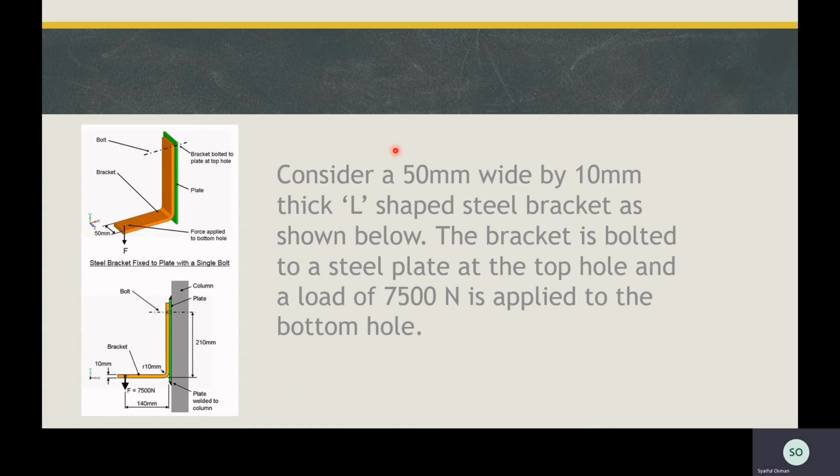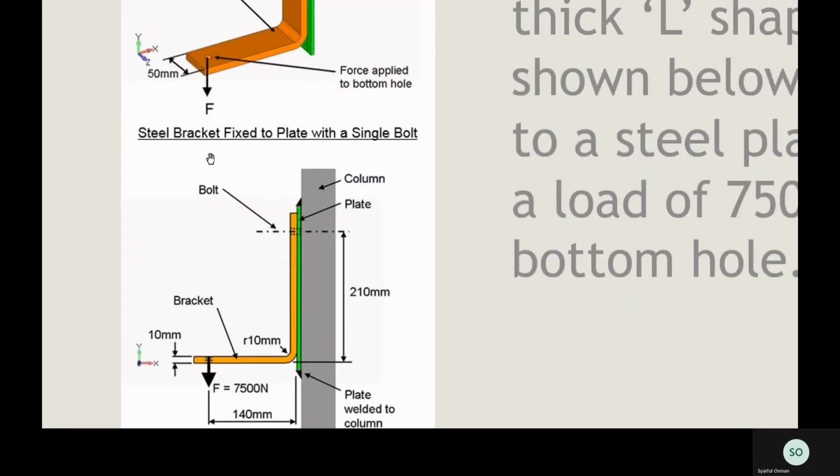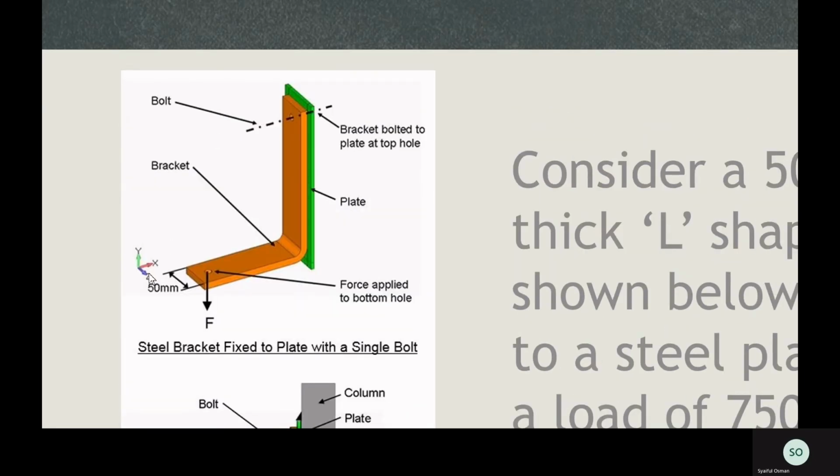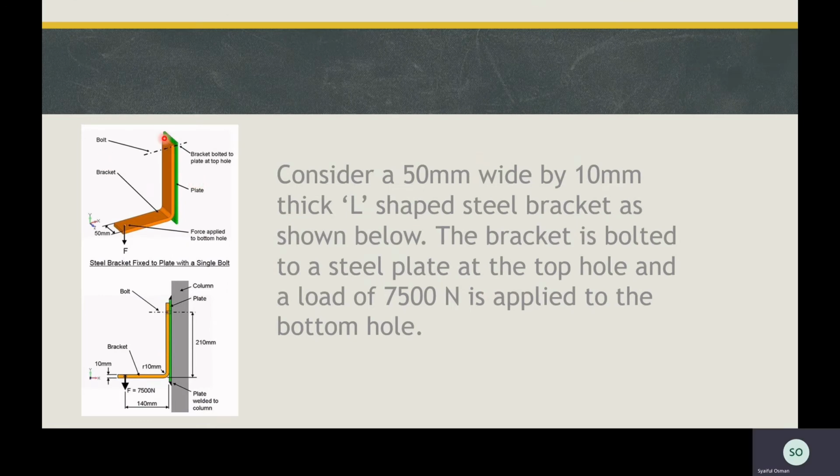So here we have an example of a finite element analysis problem. We consider a 50 millimeter wide by 10 millimeter thick L-shaped steel bracket, like what we can see in the figure here. So this is the L-shaped steel bracket, and the bracket is bolted to a steel plate at the top hole, and a load of 7,500 Newton is applied to the bottom hole.